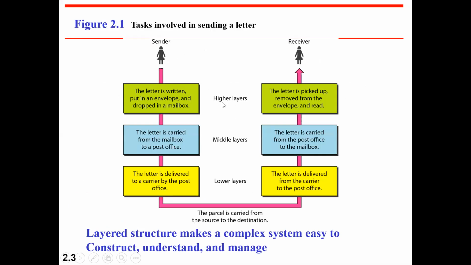Three layers they have categorized. The higher layers are nothing but what we write and what we drop in the mailbox. Next, whatever is available in the mailbox from that post office, it will be going. All these details will be covered in the middle layers. The lower layer is nothing but your transportation. At the end of the day, you will be bundling it. That bundle will be taken care of by the main post office carrier. Once the post office delivers it, it will be just the reverse process with respect to the receiver.